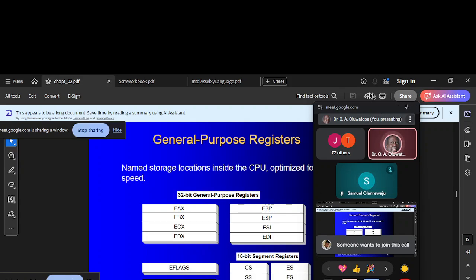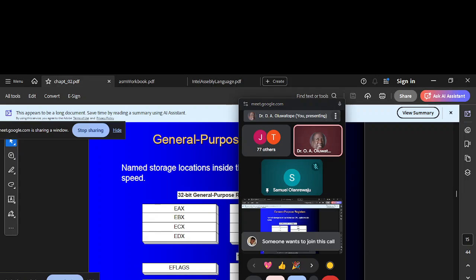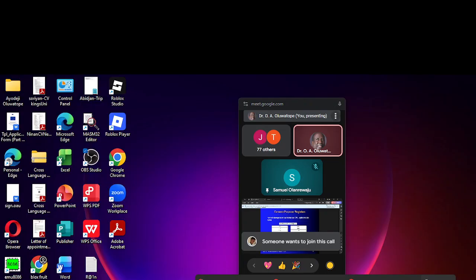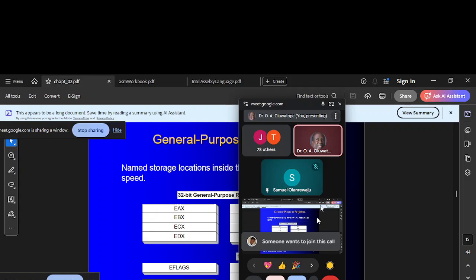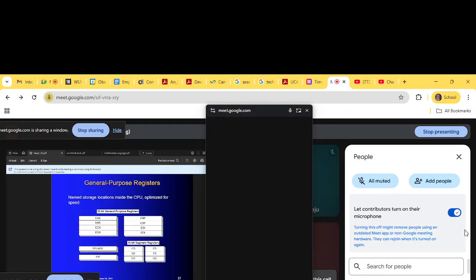Now let's look at the general purpose registers.